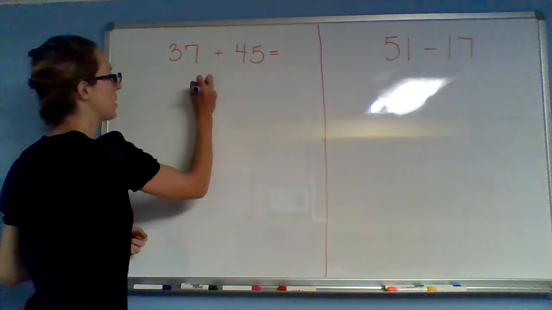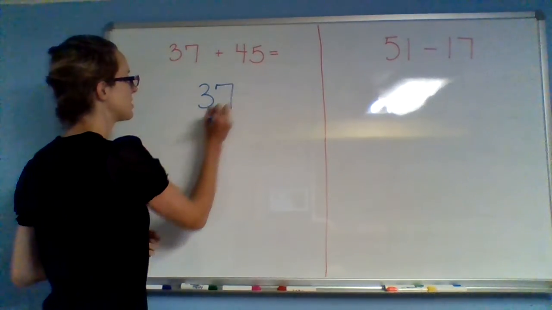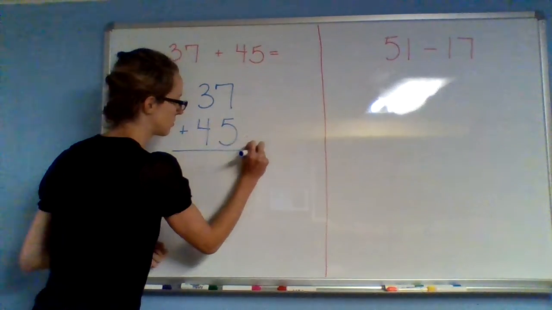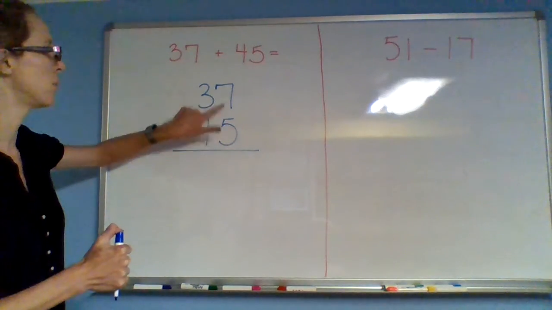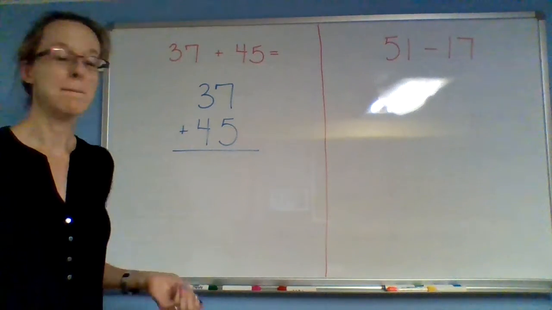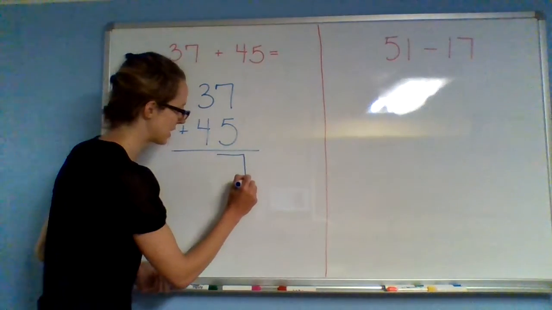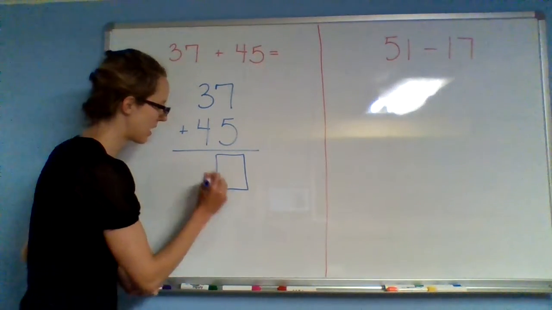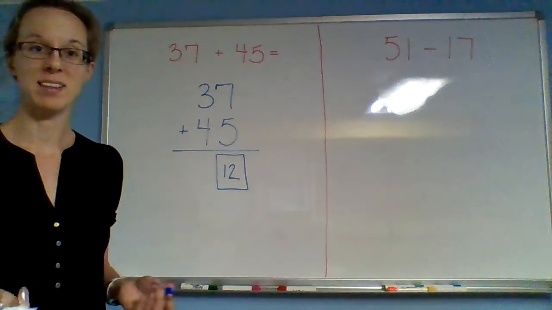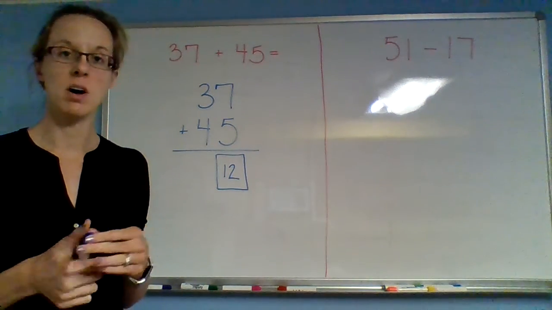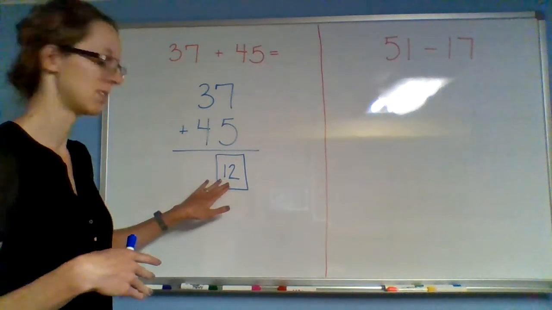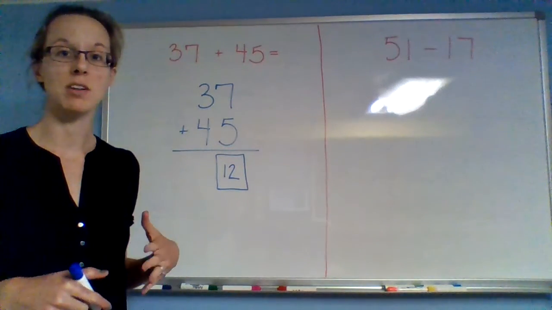So for example, when I want to add 37 and 45, I try to add the ones column. 7 plus 5 gives me 12. But I only have one spot here that I can put a number. I can't put 12 in the one spot. There's too much. Remember that each of those spots only holds a number from 0 to 9. And once I get over 9, like 12, I have to do what's called regrouping.